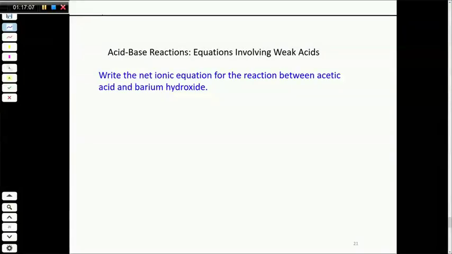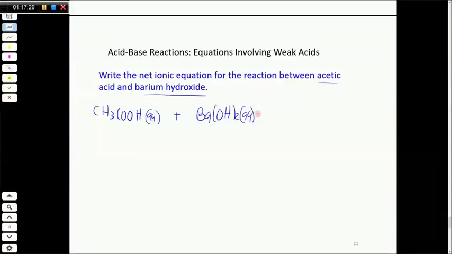So if we have a weak acid involved, let's do one for acetic acid and barium hydroxide. Acetic acid is CH3COOH. Barium hydroxide is Ba(OH)2, a soluble ionic base. And then we're going to form, again, water, and the ionic compound that we form is barium 2 plus with acetate, CH3COO minus. There needs to be 2 of those to balance the charge.